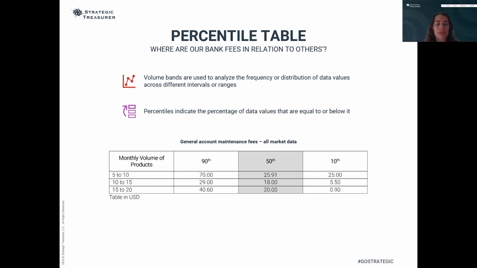Percentiles indicate the percentage of data values equal to or below. So in this table, the grayed-out 50th percentile section is again where you want to have your data hanging out. If you're in the 90th percentile, that's when you call your relationship manager and ask what's going on. And if you're in that 10th percentile, that's extremely favorable pricing. Anything to add there? Call your banker and thank them, but yeah, exactly.